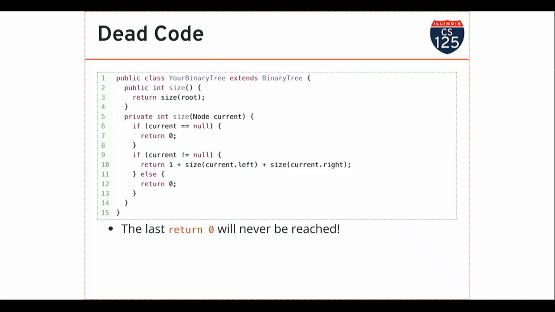Again, we're going to help you with this. The output of this message is going to help you identify where the dead code is. So it would say essentially, the statement on line 12 is never executed. You'd be like, oh, right, okay, this is dumb. I don't need this else statement. And if I don't need the else statement, I don't need the if statement either, because I know once I get to that point that current is not null.